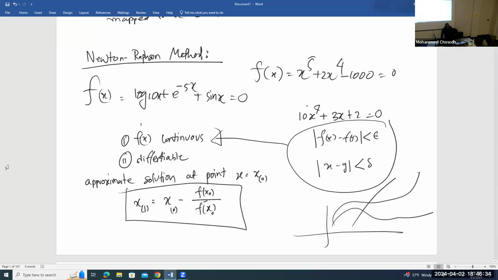They said that any function, if it satisfies this condition, the solution is that. So the solution means what? This is your initial guess. You will start at an initial point, and then you subtract the functional value divided by its first derivative value. And you will continue this until you get the solution. Understand? You will continue this until you get the solution.